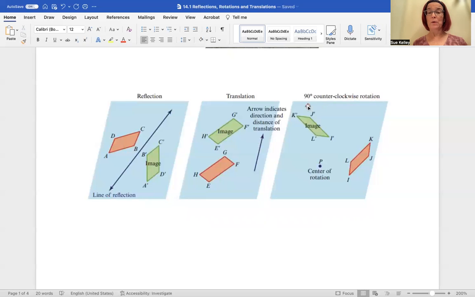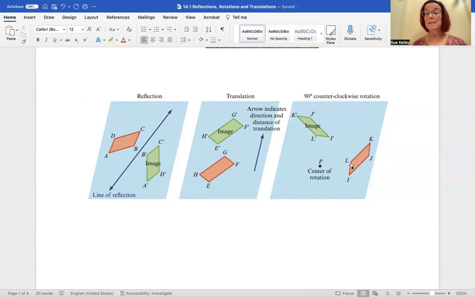In our next transformation, we have rotation. And for rotation, we have to define a center of rotation. That's a point at the center of the rotation. And then we also have to determine a degree of rotation and a direction, either counterclockwise or clockwise. So for this rotation, it is centered at point P, and it is rotating counterclockwise by 90 degrees.